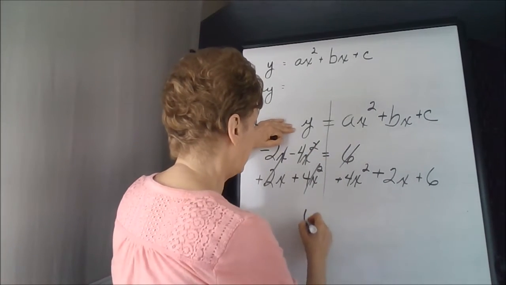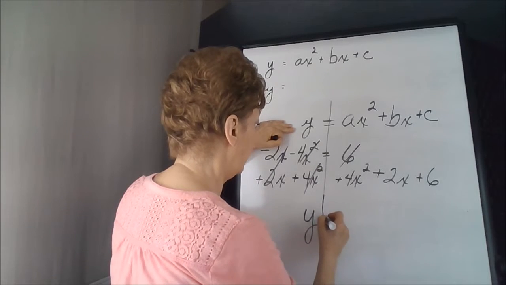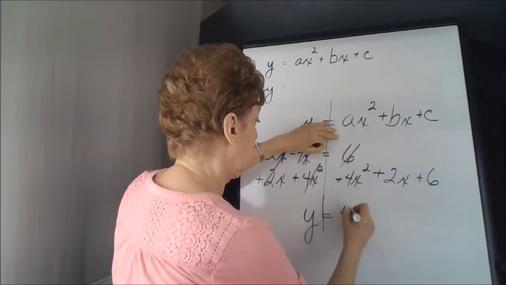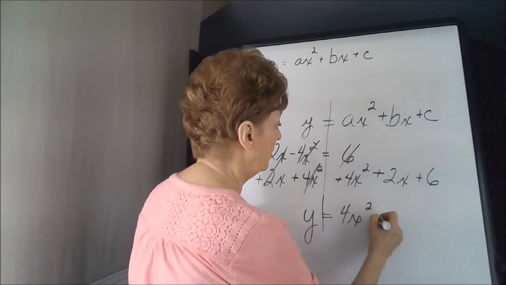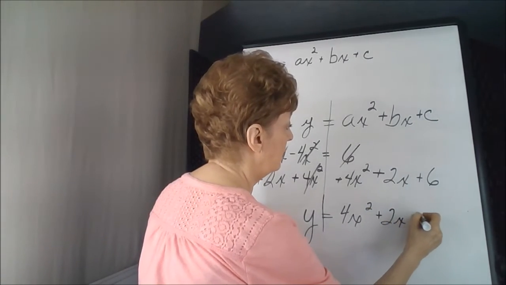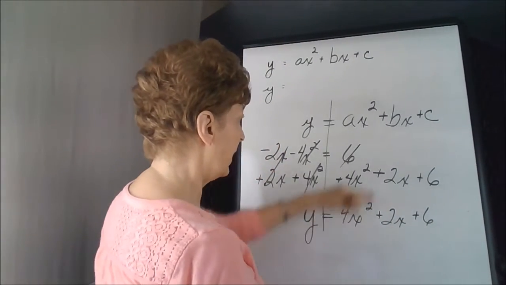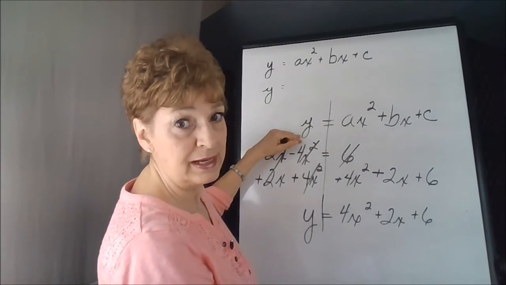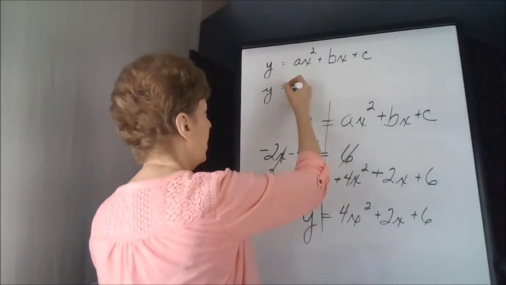What we have left is our original equation, y is equal to 4x squared plus 2x plus 6. And now it matches perfectly the way that we need to see it. So we're good to go on this.